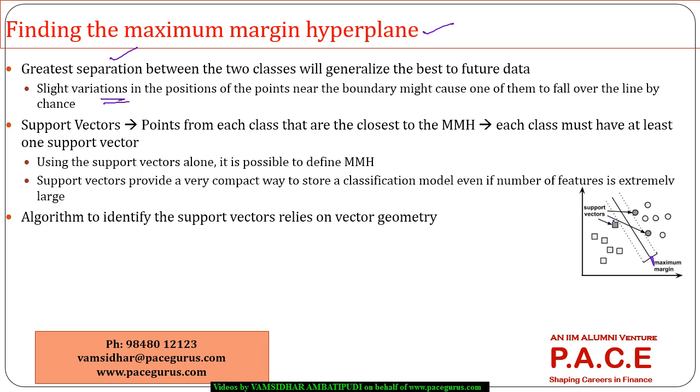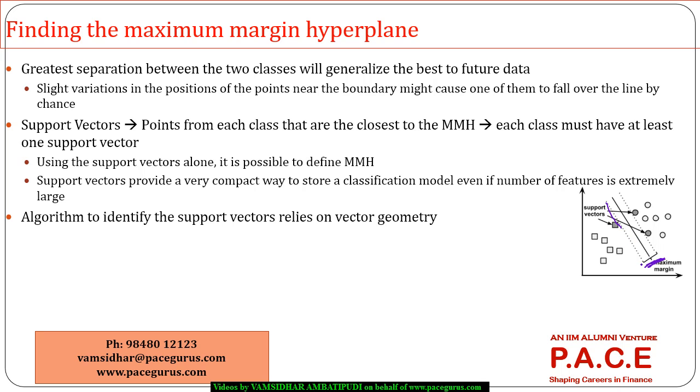to what extent can the slight variation in the position of the points near the boundary cause one of them to fall over the line by chance? It is possible that this can come onto the line, this can come onto the line. So to what extent can I bring out the greatest separation between the two classes? This is called the maximum margin, this much. I am drawing one line out here which is the border, and I am drawing another line out here which is the border.